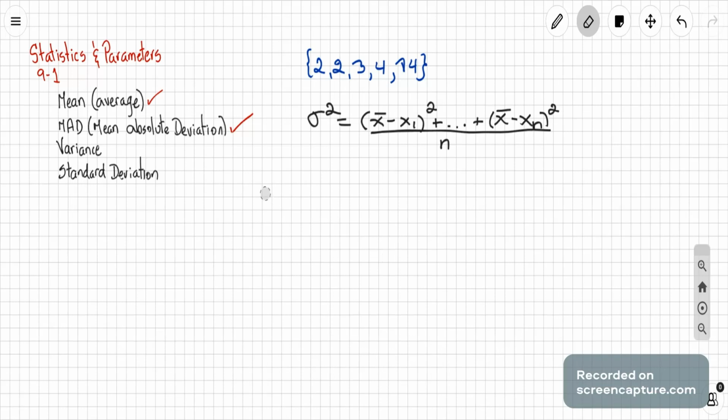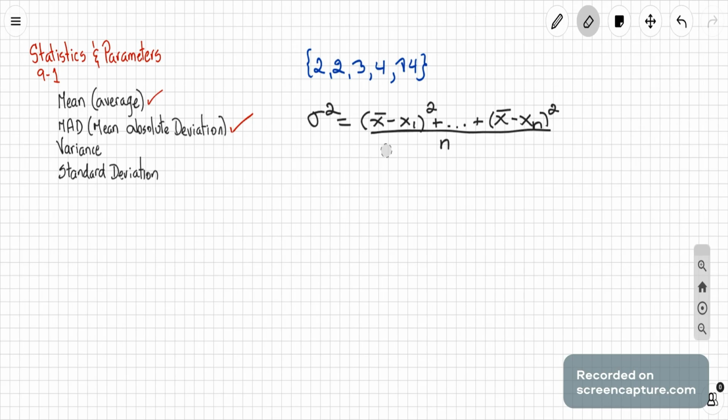Good. Now we have learned what the average is and how it is calculated, what the mean absolute deviation is and how it is calculated. And now it's our turn to calculate the variance. To calculate the variance, the letter we use is a Greek letter, lowercase sigma, which is like the equivalent to the letter S. And this is the formula we're going to use.